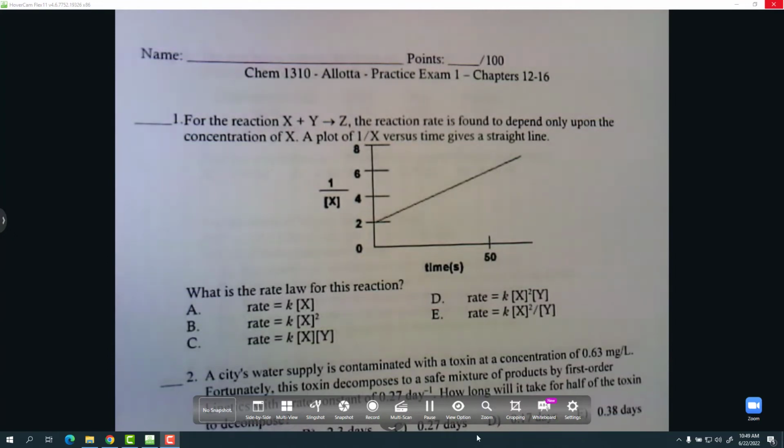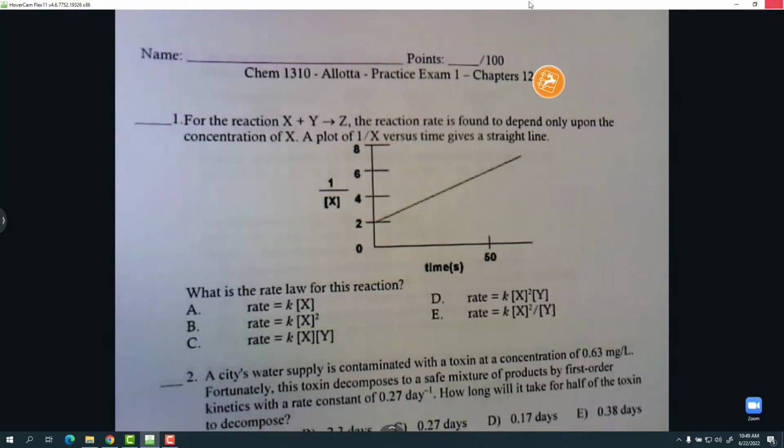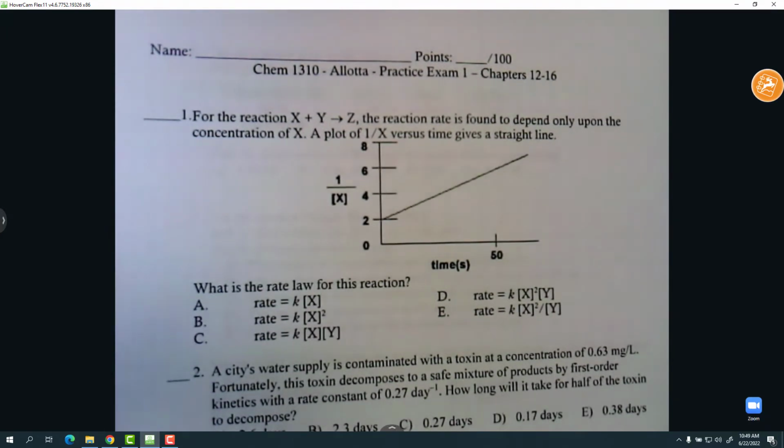All right, let's go through the practice exam. Let me get some of this out of the way. Okay, so I'm just going to go start to finish through all the problems. There are a lot of problems on this practice exam. There may or may not be that many on the real exam, but just be prepared for all these types of concepts. All right, so first we have 10 multiple choice questions.